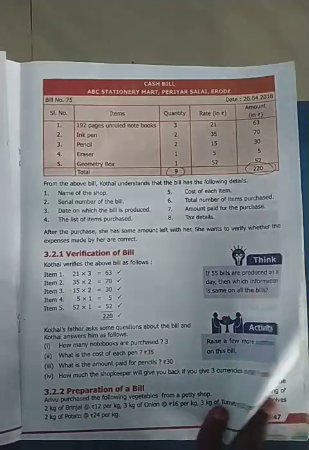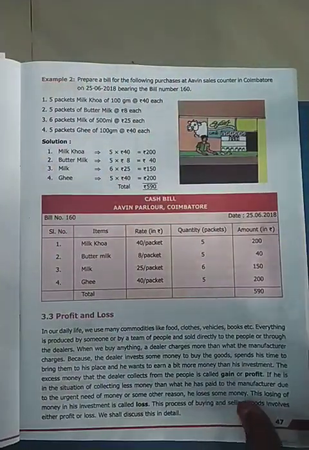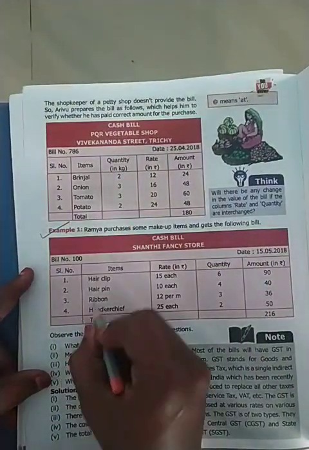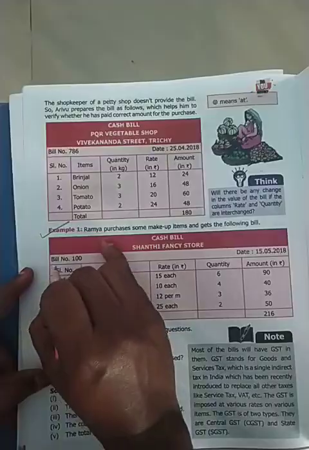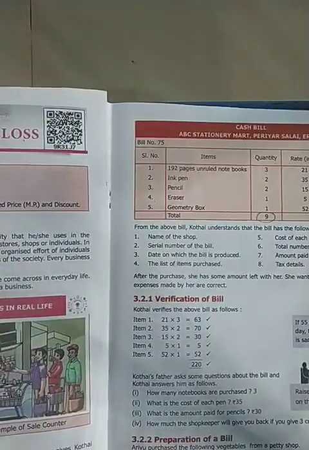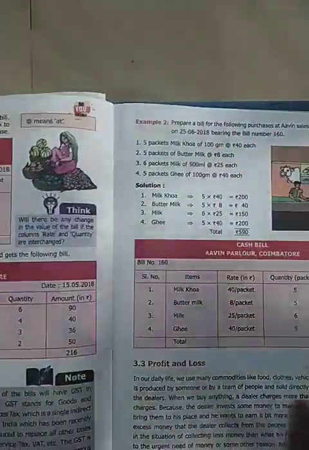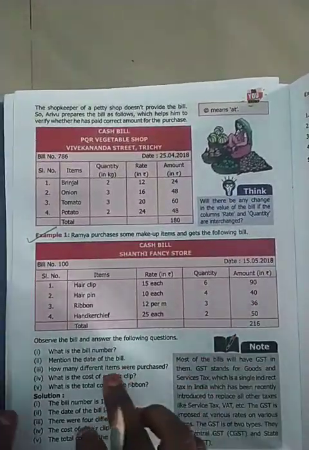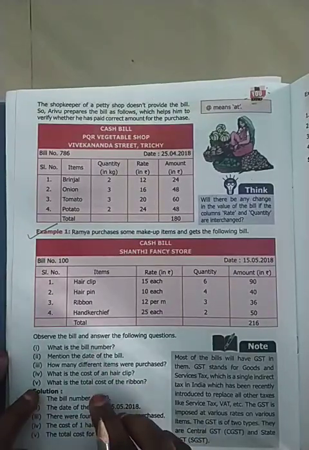So they have given an example for preparation of the bill. You should write this first example. Write the unit name and write preparation of the bill, write the preparation of the bill topic and then write this example. Now we have to write the answer for the given question.